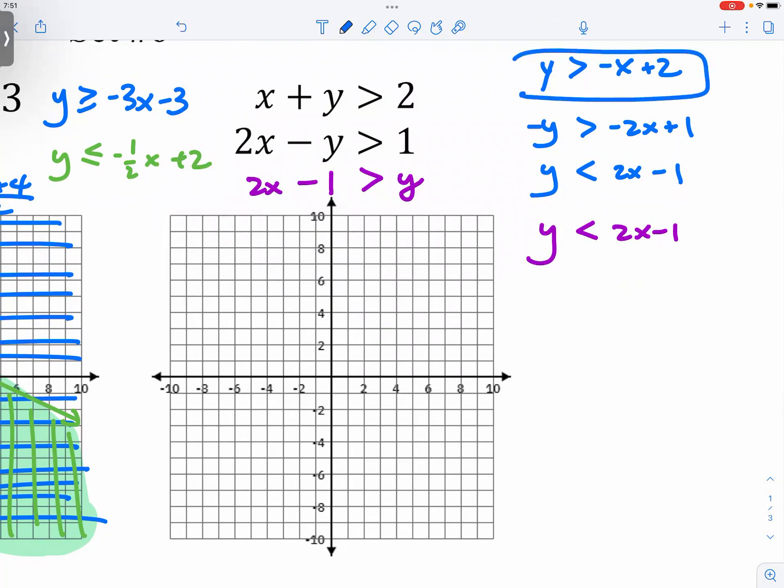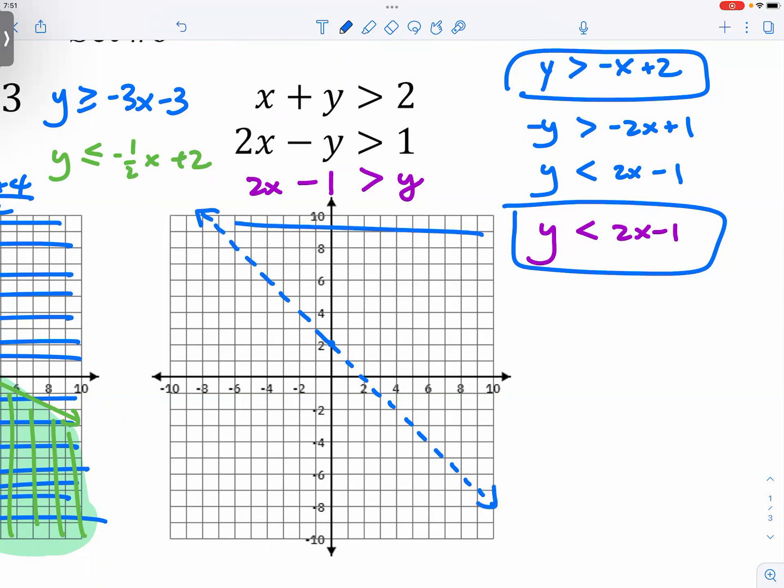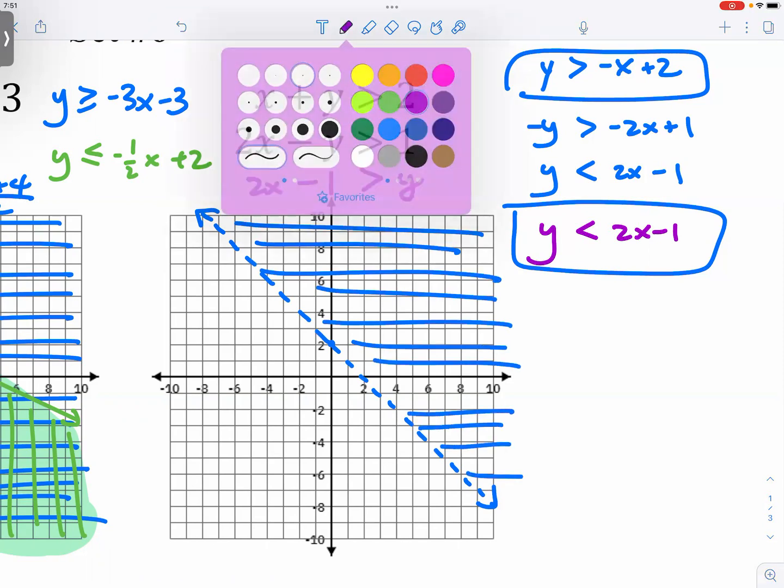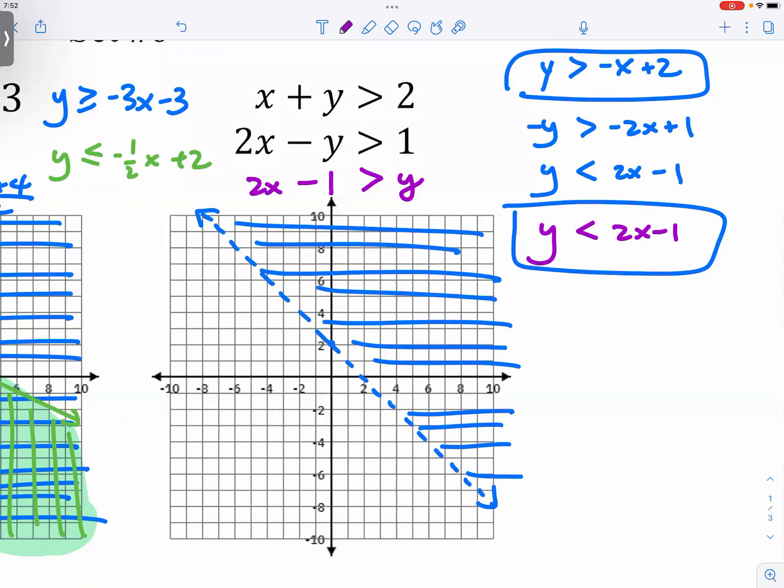So we have this equation and we have this equation. So y is greater than -x plus 2. So we have -x plus 2. So make sure you draw a dotted line this time. Okay, and y is greater, so you just go ahead and highlight the top part. And then I'm going to use the purple line. Y is less than 2x minus 1, so minus 1 right here.